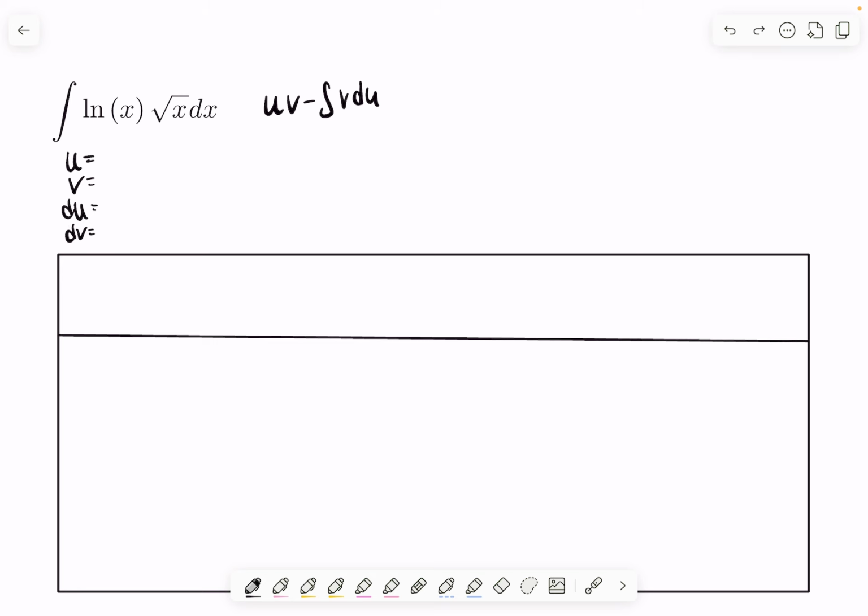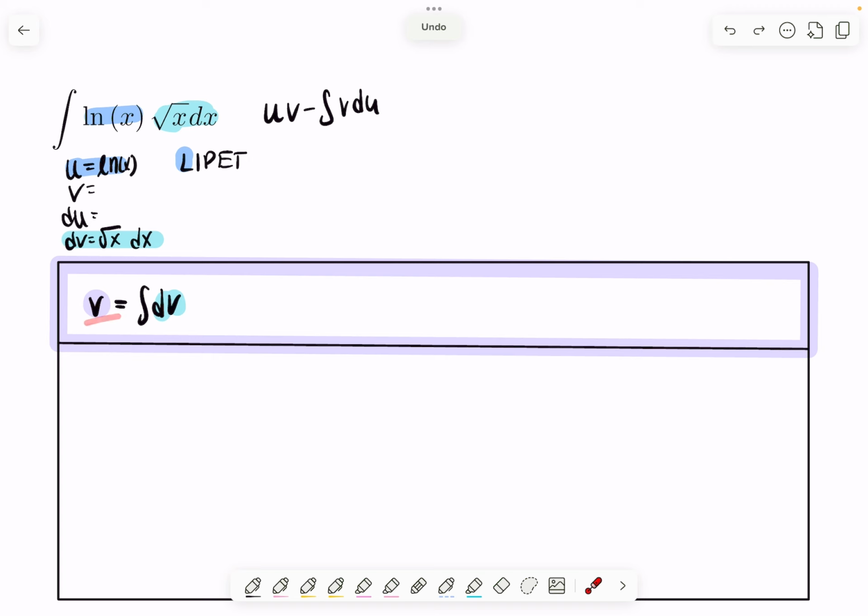We first start by choosing our u, and I use LIATE to help me do so. I ask myself, do I see any logs here? Yes. So I'm going to make that my u, and then whatever's left, I make my dv. v is always equal to the integral of dv, and dv is just square root of x dx.